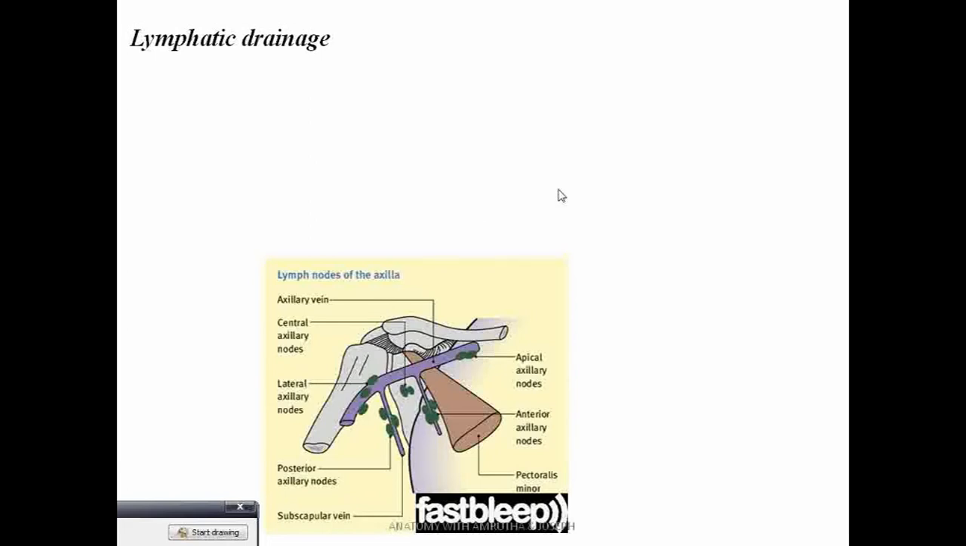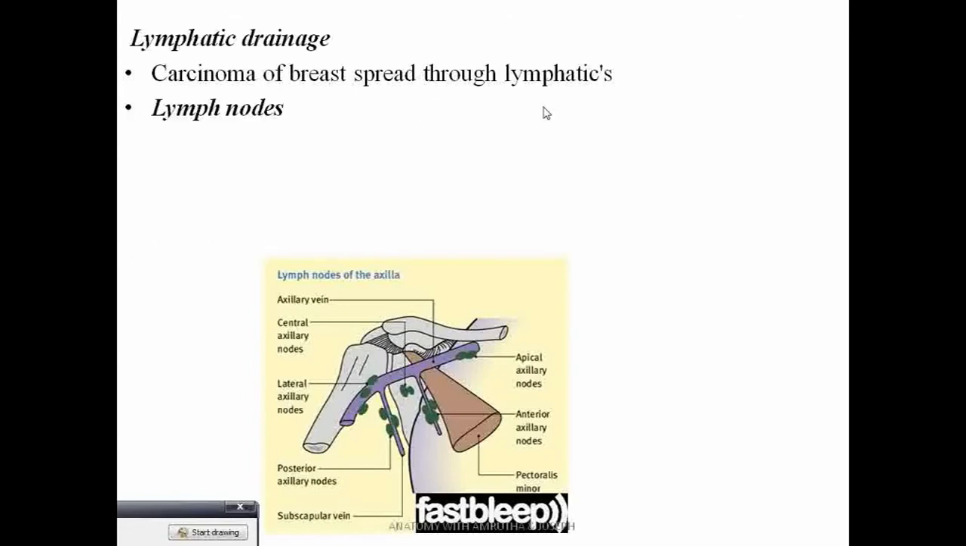Now the lymphatic drainage. Carcinoma of the breast spreads through lymphatics. So here the lymphatics become important because cancer of the breast is common, so it can easily spread through lymphatics. And there are lymph nodes present in the axillary region. So it's important to know them clearly.